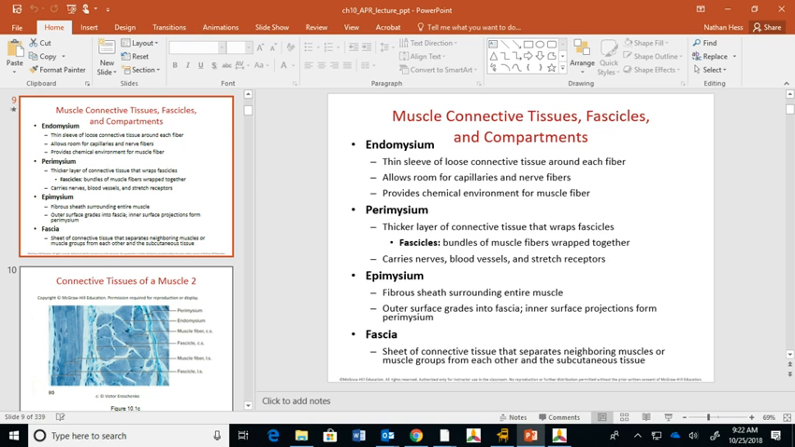It also provides a chemical environment to allow that muscle fiber to contract. And we'll talk all about how that works in the future. The perimysium is a thicker layer of that connective tissue that wraps these muscle fibers into bundles. And we call those bundles fascicles.